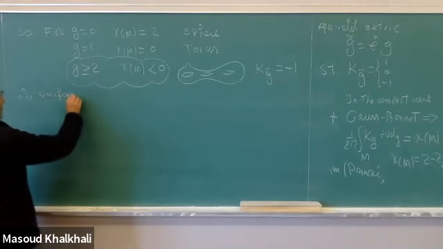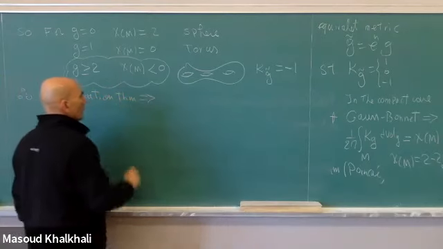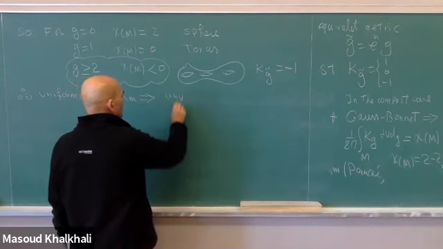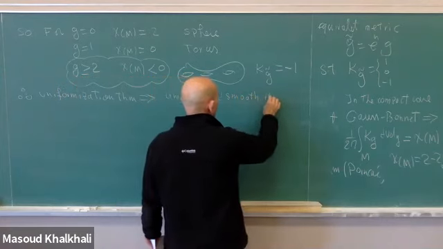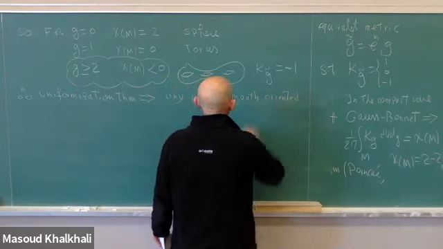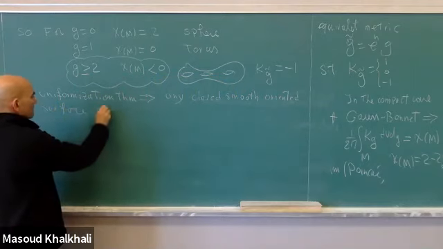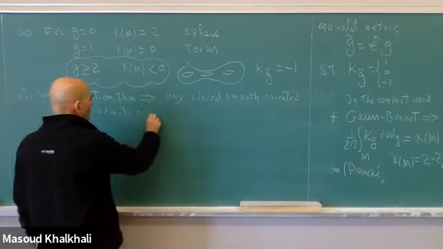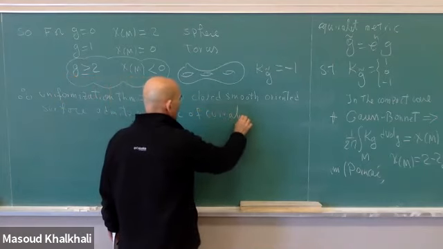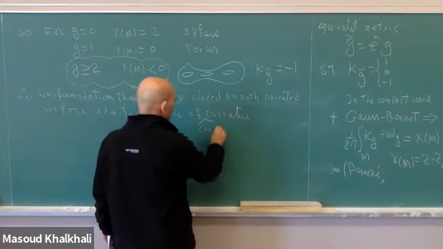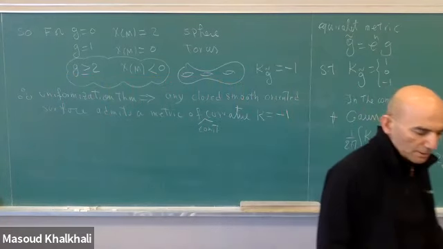Uniformization theorem implies that any closed, smooth, I should say oriented surface admits a metric of constant curvature, k equal to -1. So this is always the case.